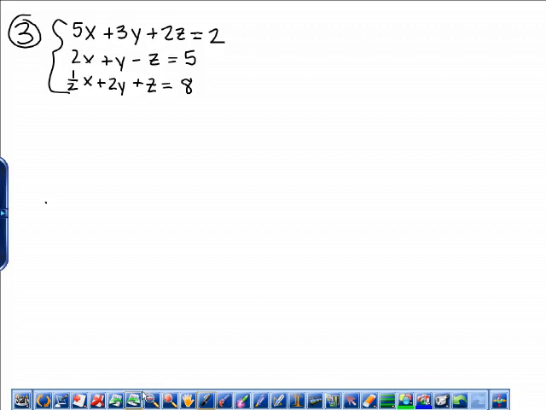All right, let's step it up a little bit. I know, we're stepping it up a little bit more each time. All right, 3 equations, 3 variables in each equation. I know, that's why I crossed my z's. The z's will be crossed.